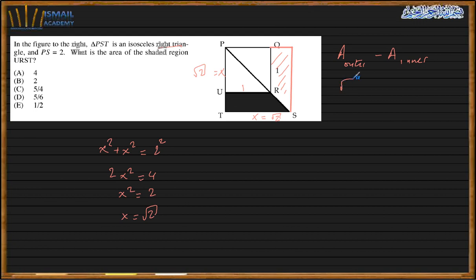So I will have square root of 2 squared minus 1 squared. So this is 2 minus 1, which is 1. So I got this is 1. Because I'm looking only for this part, I divide this one by 2. So it's going to be half. So the answer E is my answer.